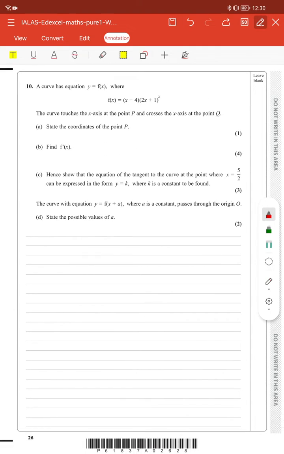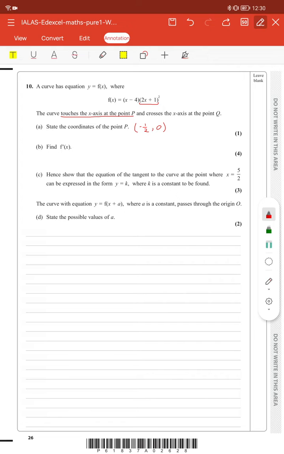The curve has the equation y equals f of x, where f of x equals that. The curve touches the x-axis at point P and crosses the x-axis at point Q. So if it only touches the x-axis at point P, that means that's what the repeated root is. So that'll be here. So we get -1/2 and 0.